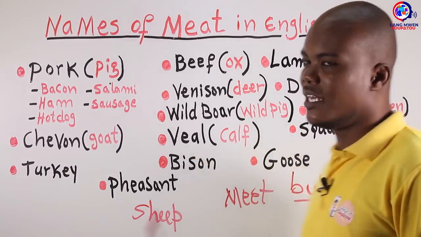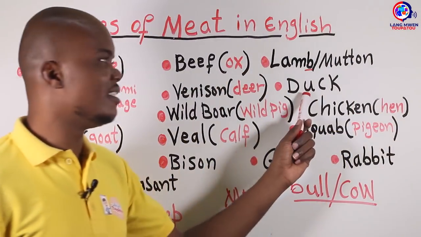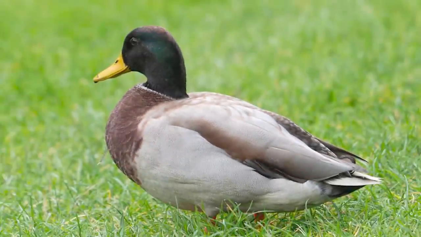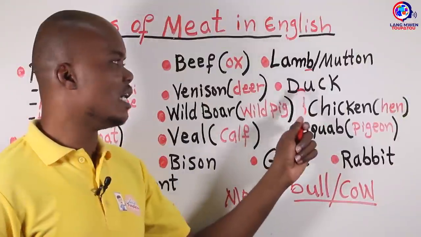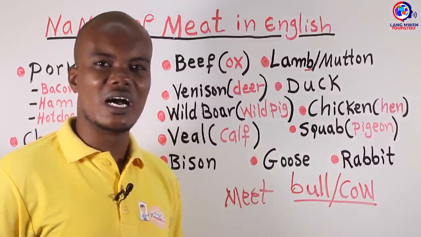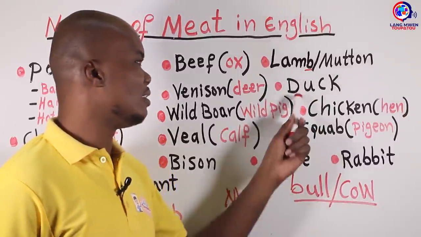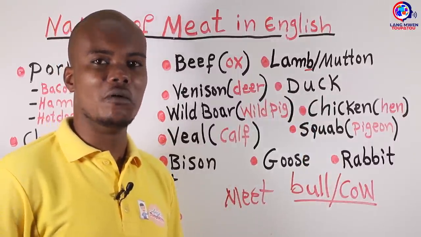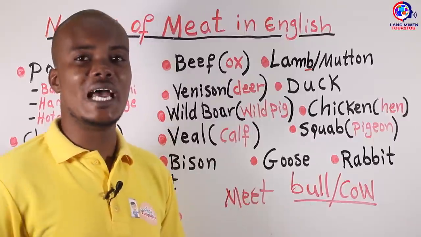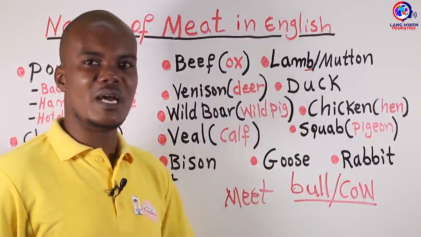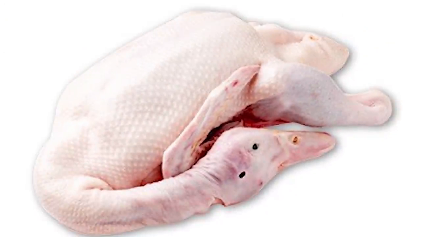Great. And about this, this is duck. Duck is a fowl. Duck c'est une volaille. A fowl, duck. Li prononce comme duck. Un fowl, ça veut dire volaille. Animal là, c'est duck. Et puis viande ni, c'est duck.